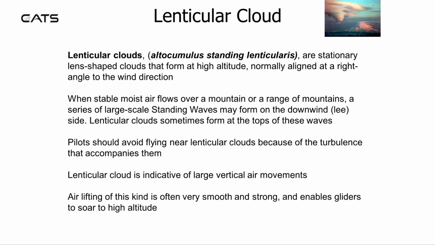Lenticular cloud. Lenticular clouds, known as altocumulus standing lenticularis, are stationary lens-shaped clouds that form at high altitude, normally aligned at a right angle to the wind direction. When stable moist air flows over a mountain or a range of mountains, a series of large-scale standing waves may form on the downward lee side. Lenticular clouds sometimes form at the tops of these waves.